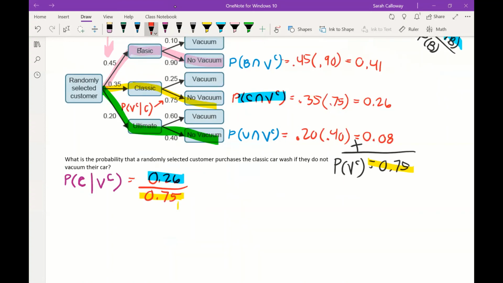And so if I divide those two, that gives me 0.35. So that means that there is a 35% chance that a randomly selected customer purchases the classic car wash if they do not vacuum their car.